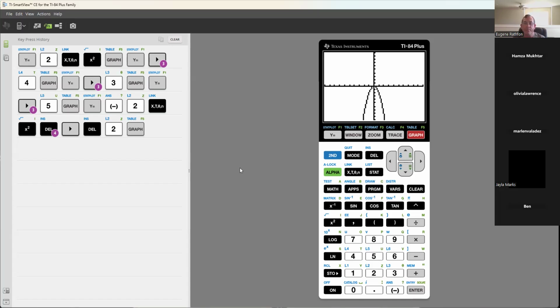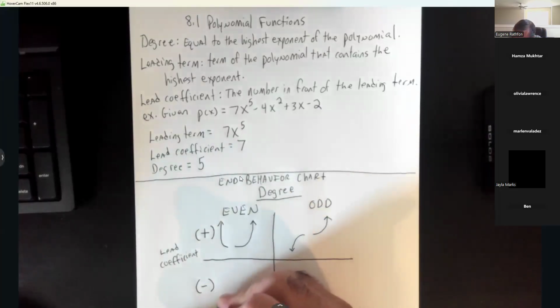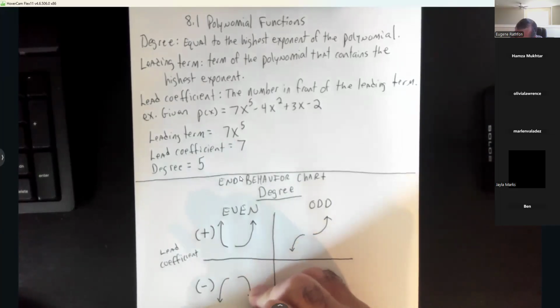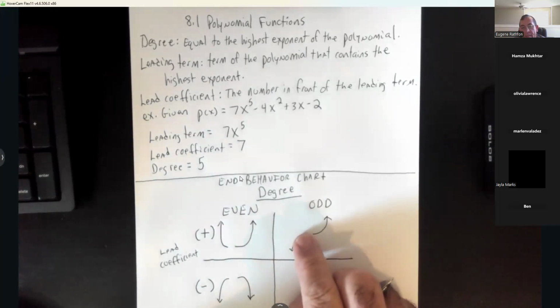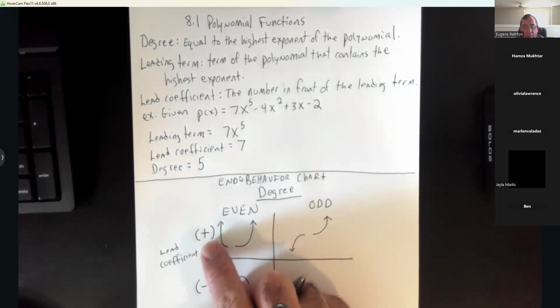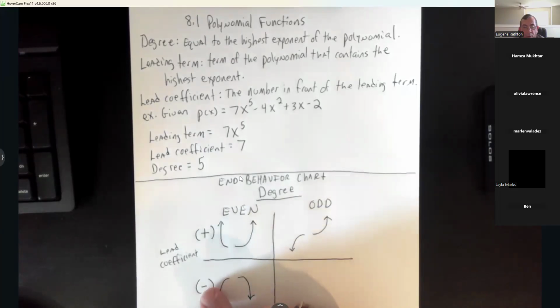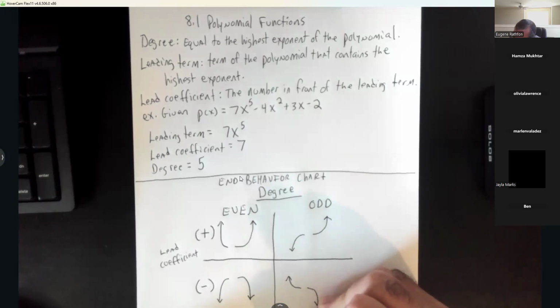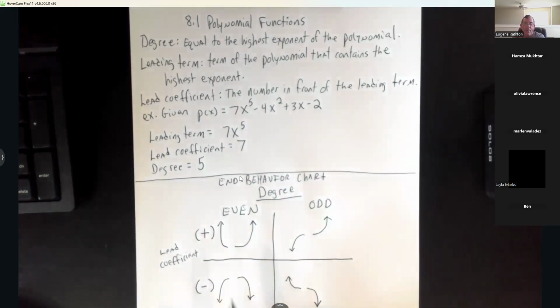So a negative with an even degree, both ends will go downhill. And the same thing with the odd. The odd was going uphill with a positive lead coefficient. So if it's got a negative lead coefficient, this thing is going to head downhill, left and right.